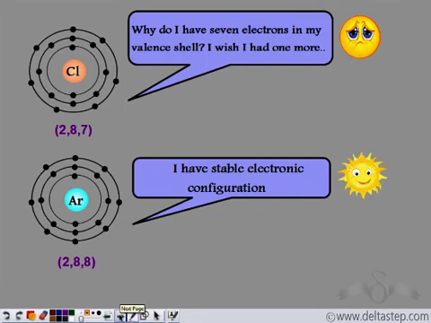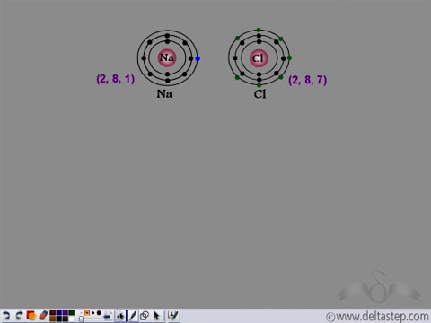Similarly, chlorine has an electronic configuration 2,8,7. Now, it can either lose these 7 electrons or it can gain 1 electron. Again, losing 7 electrons is very difficult as compared to gaining 1 electron. That is why it tries to attain the noble gas configuration of argon, which has the configuration 2,8,8. So it tries to gain 1 extra electron.